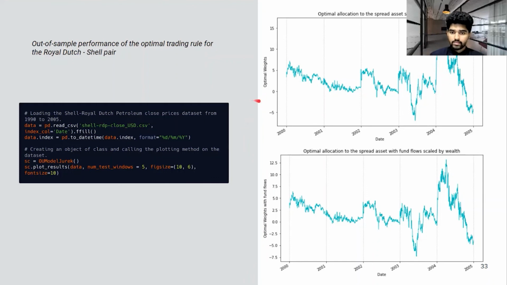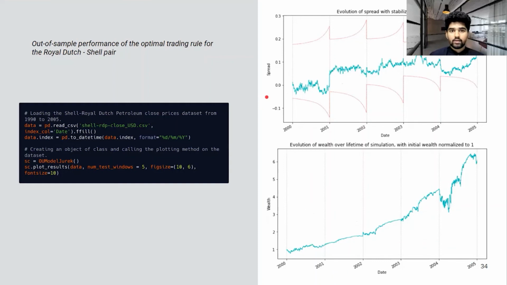And the first plot on the right hand side is the optimal portfolio weights without fund flows from 2000 to 2005, and the second plot is with fund flows. As you can see here from the equation that we have seen before, the y-axis is basically a fraction of the previous plot. So next, let's look at the evolution of the spread with stabilization bound, again for the same data set. And finally, the final plot is the evolution of the wealth over the lifetime of the simulation from 2000 to 2005, with initial wealth normalized to 1. And here you can see that we have multiplied our initial wealth, so we have done quite well using this model.